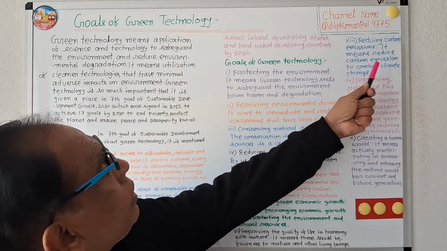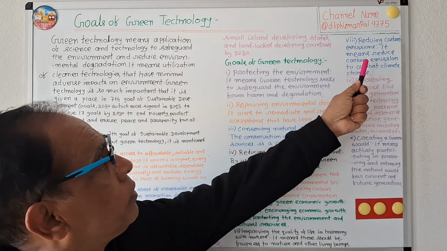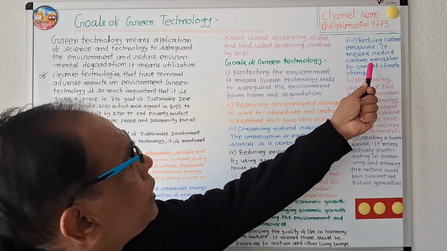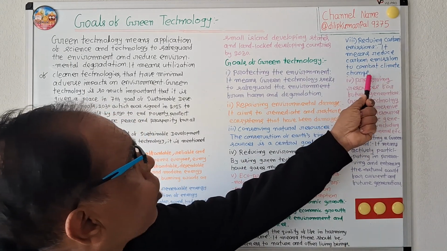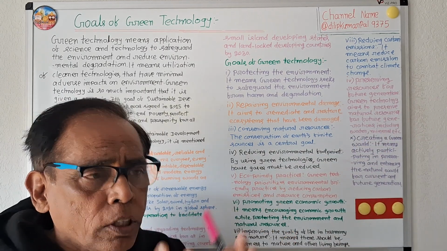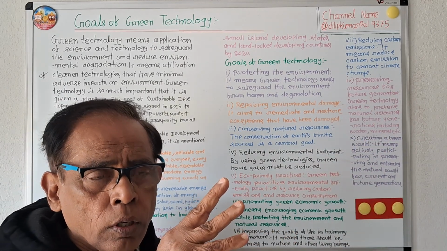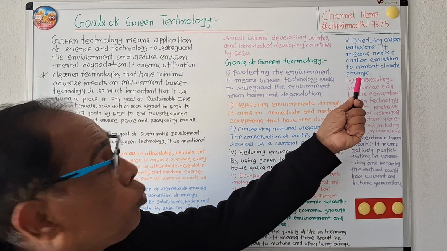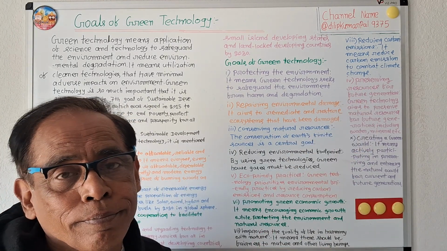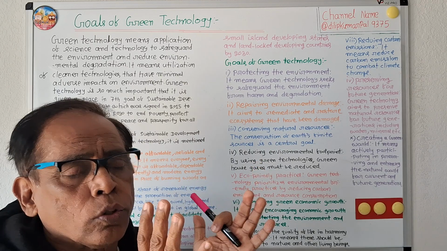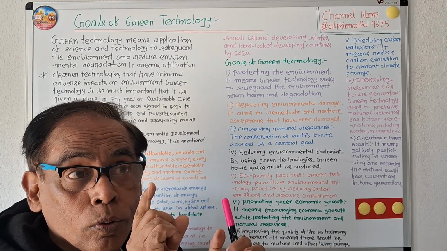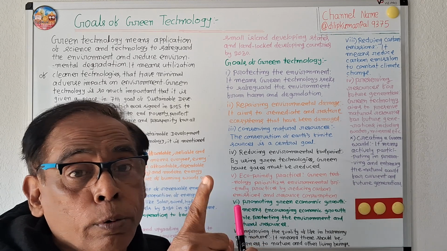Eight, reducing carbon emissions. Another objective of green technology is to reduce carbon emissions, carbon dioxide, to combat climate change. It wants to reduce carbon emissions to have control over climate change.